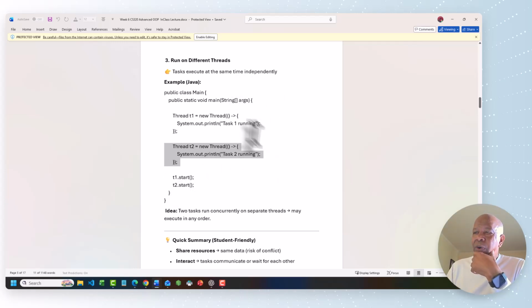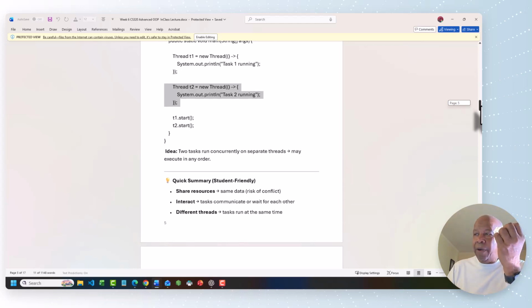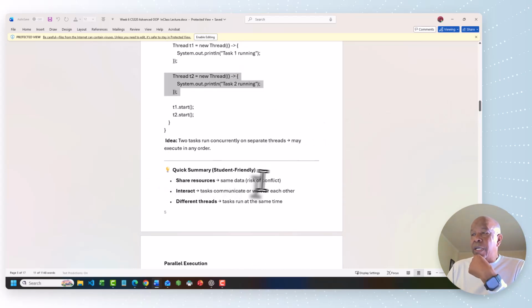So I have to control this. These are two tasks running concurrently on separate threads, which may execute in any order, and with that, I may get results that I have no idea how I got. So quick summary: shared resources, same data, risk of conflict; interact, tasks communicate with each other; different threads, tasks run at the same time. Those are three situations from concurrency and parallelism that we're going to need to make sure that we're able to fix.